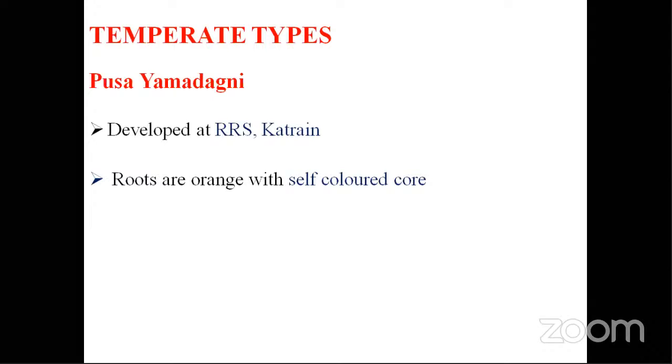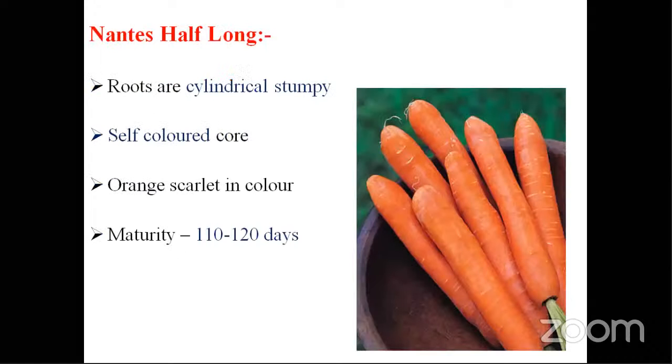I think when it comes to specific characters of the varieties, then the NET exam will have those questions more. They will give the variety, they'll ask the characteristics, and almost all those varieties we cannot remember, like which character is there in which varieties. At least 2-3 questions like that will come in the NET exam actually. So temperate type, but in my practical experience, I have seen Pusa Yamdagni coming up very well in South Indian conditions also. Next is Nantes Half Long.